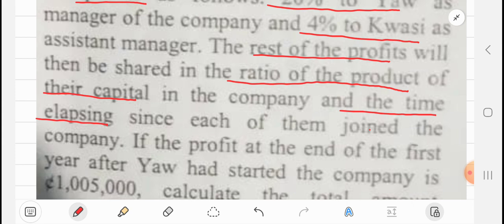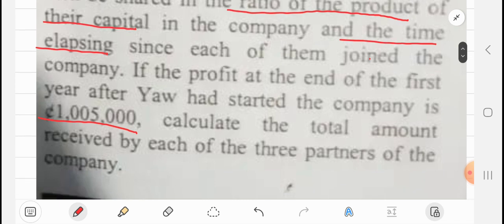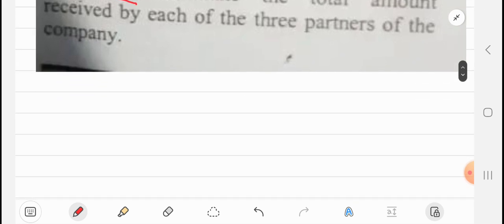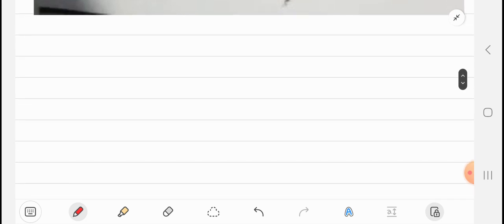If the profit at the end of the first year after Yo had started the company is 1,005,000 Ghanaian cedi, we need to calculate the total amount received by each of the three partners of the company. Okay, we start. The best way to do this question is to begin by drawing a timeline.